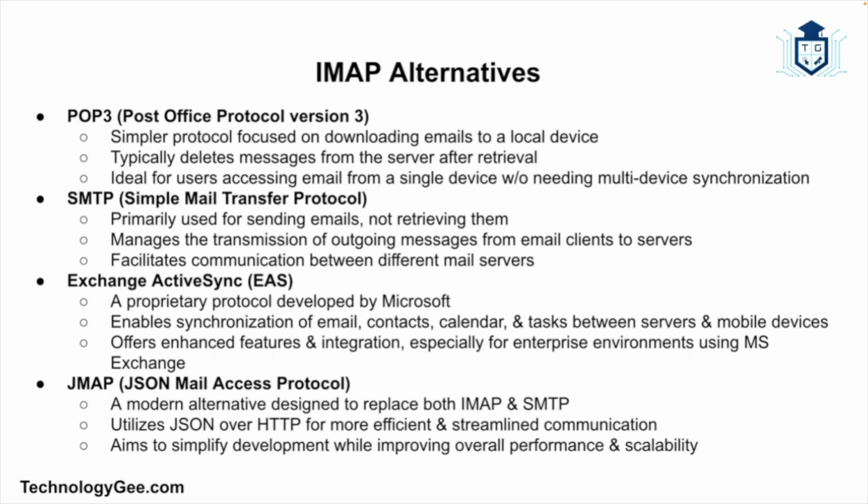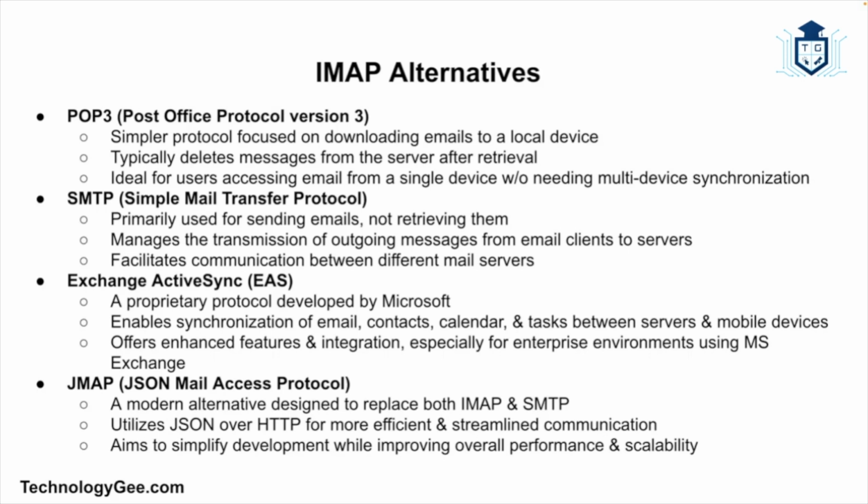Then we have what is called Exchange ActiveSync. EAS is a proprietary protocol developed by Microsoft for synchronization of email, contacts, calendars, and tasks between servers and mobile devices. It offers more features than IMAP, especially for enterprise environments using Microsoft Exchange servers.